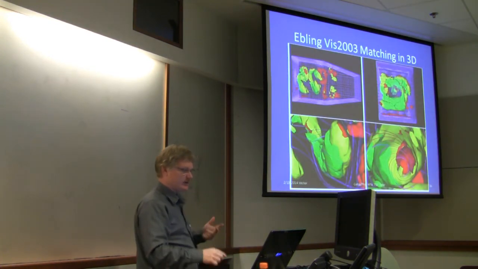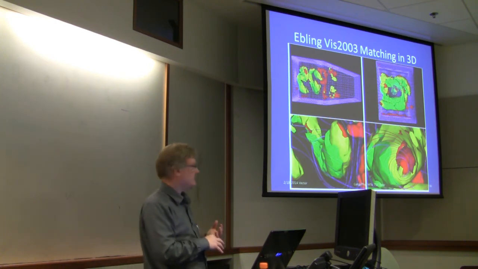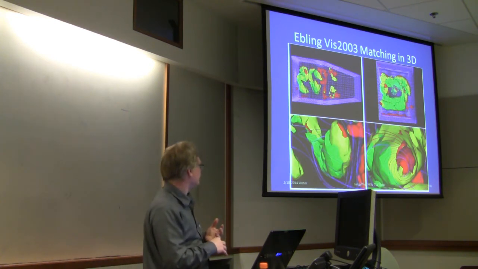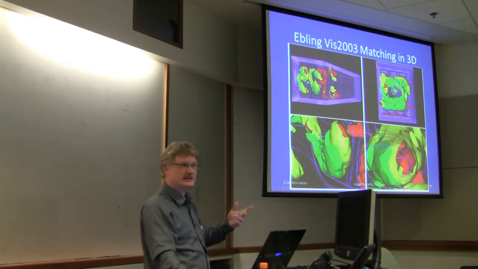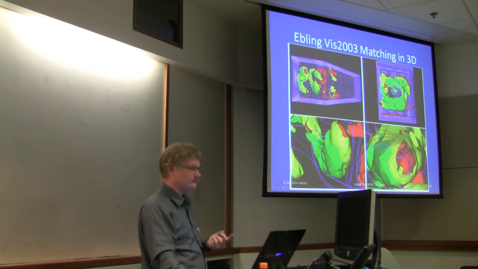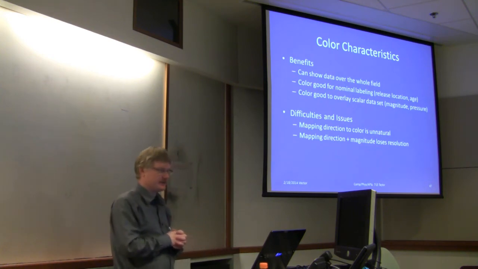Here's 3D. There are three different surfaces: a red surface, a yellow surface, and a green surface. And it's trying to say, okay, which regions within this box have high vorticity, high other features that I'm looking for.